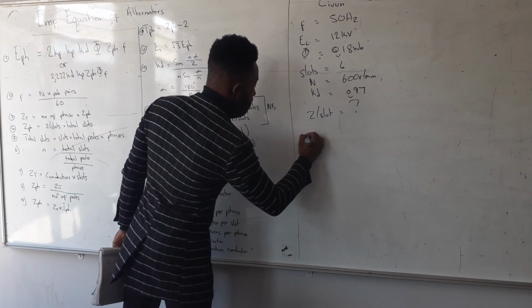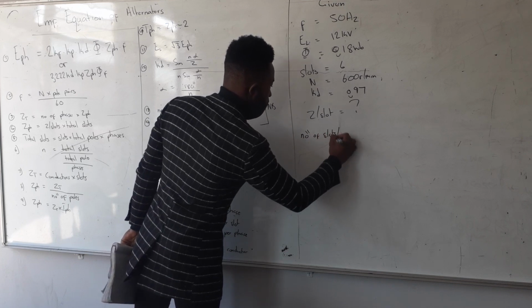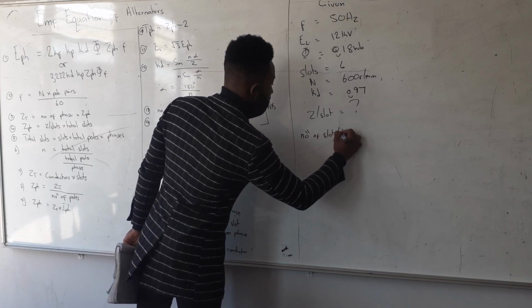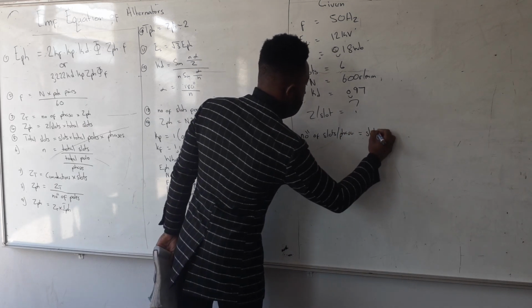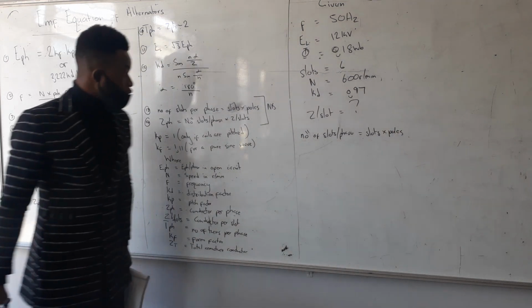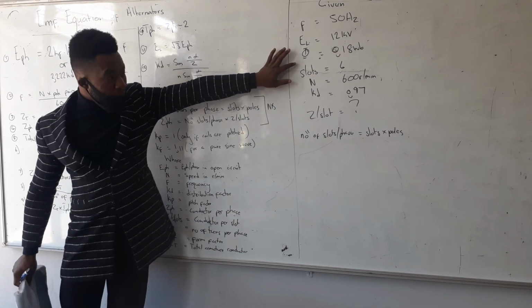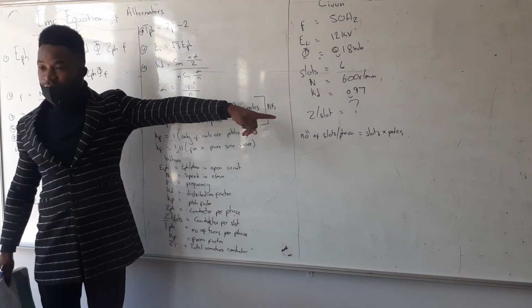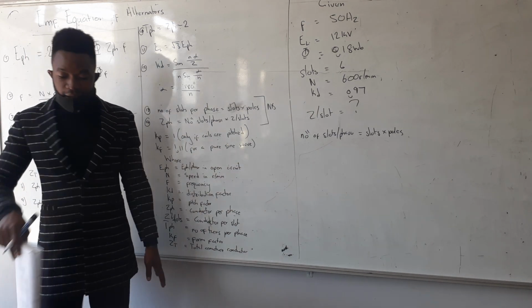Let us see. I can get my number of slots per phase, which is slots multiplied by poles. Do I have the slots? I do have the slots at 6, but I don't have the poles. You see that in the given information you're not given any poles.